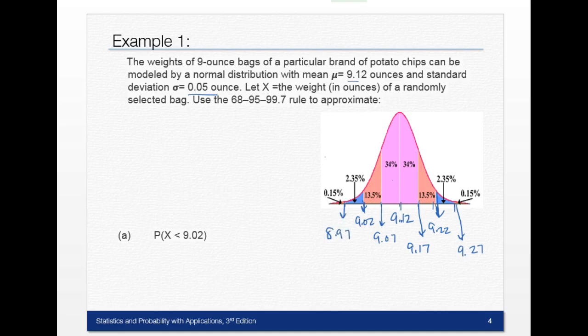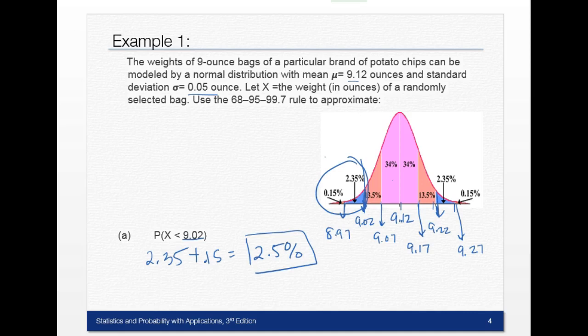All right, now that I know that, I can address the problem. It asks me, what's the probability that x is less than 9.02? So I look at this. Okay, where's 9.02? It's right here. Okay, so what's less than? Less than goes to the left. So all I have to do is add up those percentages. 2.35 plus 0.15, which gives me 2.5%. And that's my answer. That's all I have to do. Now let's look at the next part of this problem.